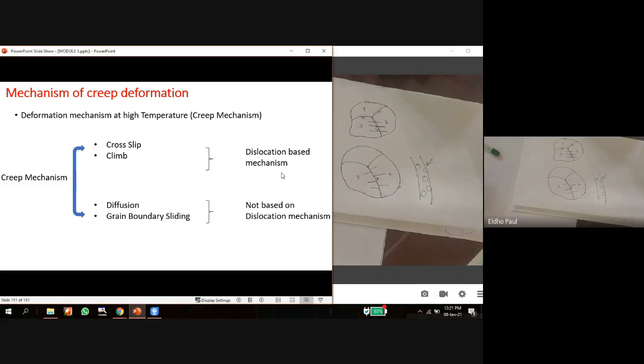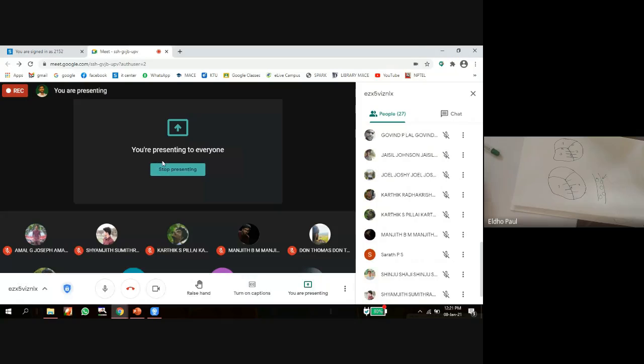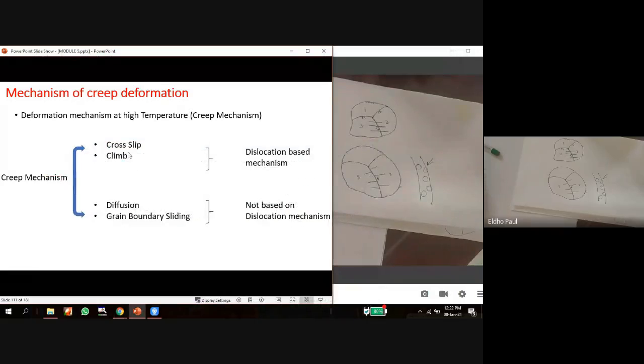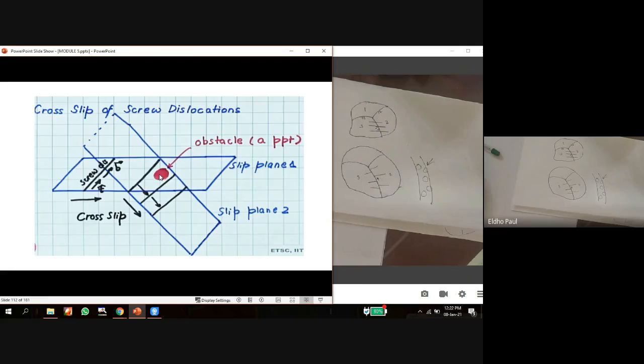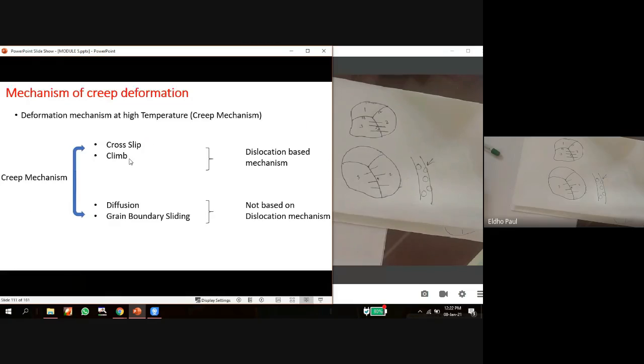Okay, and out of this, cross slip and climb is a dislocation based mechanism. We are already familiar with what cross slip and climb are. And the second one, diffusion and grain boundary sliding, is not based on the dislocation mechanism. So these four are the mechanisms of creep deformation. We already discussed cross slip and climb.